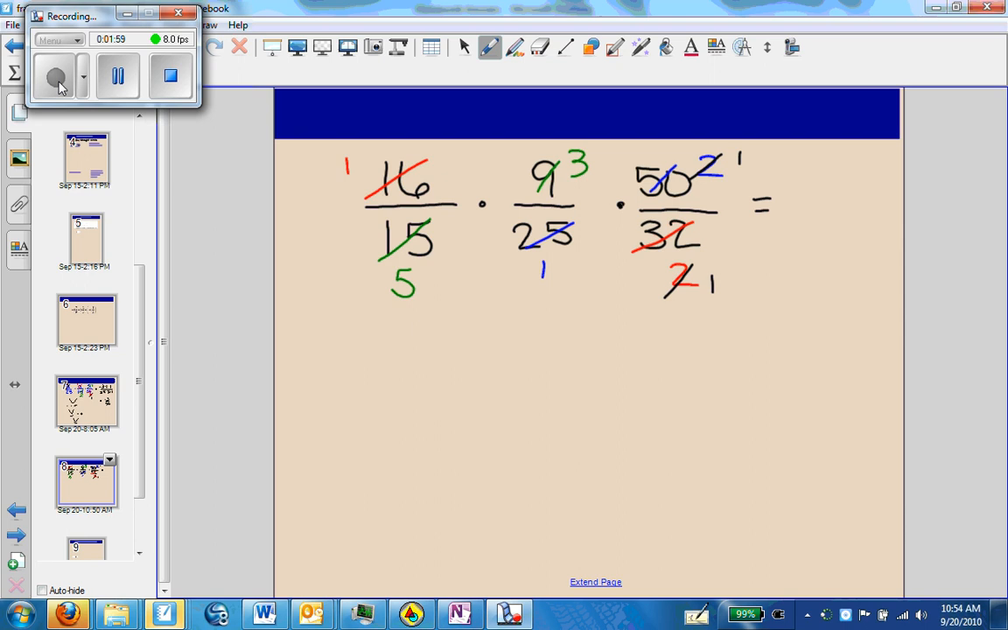So we're going to go ahead and multiply straight across. 1 times 3 times 1 for the numerator, 5 times 1 times 1 for the denominator. So we end up with 3/5. If your answer is not completely simplified when you get it, it means that you did not cross-cancel everywhere you could or simplify on top of each other. The 2 and the 2, we simplified on top of each other.